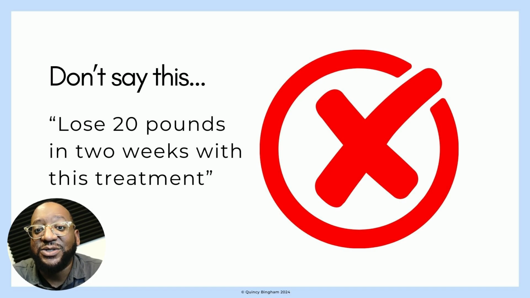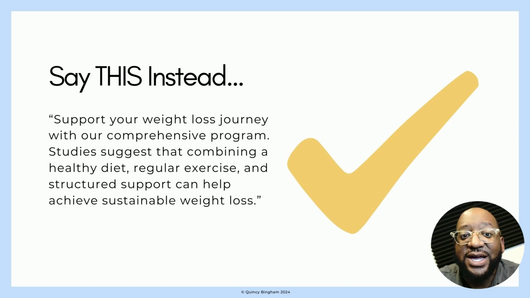Promises like "lose 10 pounds in 2 weeks" or "guarantee results" don't fly for Google. Instead, you might say something like, "Support your weight loss journey with our comprehensive program." Studies suggest that combining a healthy diet, regular exercise, and structured support can help achieve sustainable weight loss. The key here is honesty and clarity. Only talk about benefits if you have evidence to back them up.